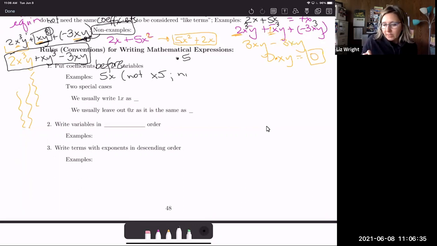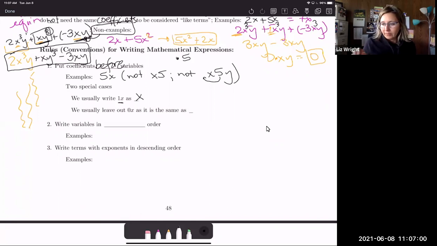Also, we would not do something like x5y. If it was like that, we would use our commutative property and move 5 to the front over here and have it change places. All right, we have special cases though for this. 1x, we typically just write it as x. Is it wrong to write it as 1x? No, it's definitely not wrong, but we just typically write it as x.